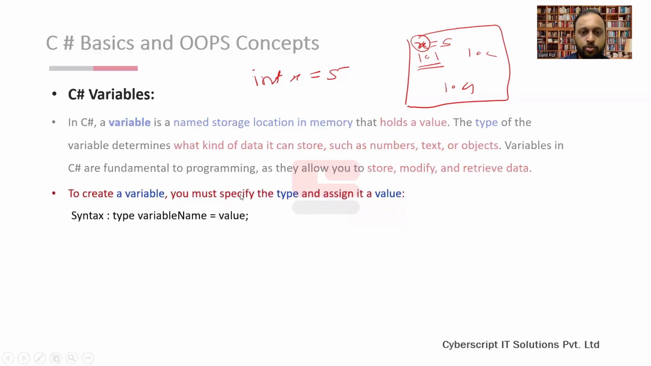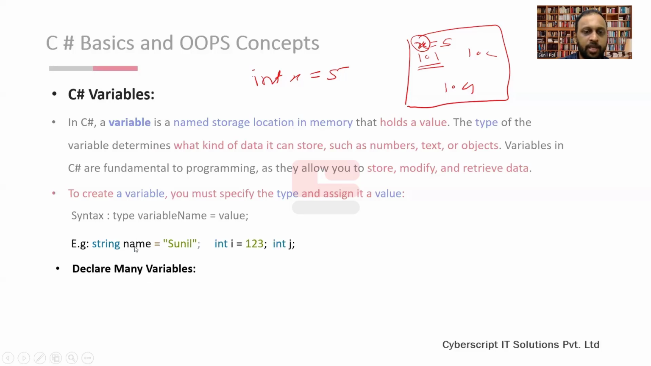To create a variable, you must specify the type and assign it a value. The type is identified according to its data, so what kind of data we are going to assign, like numbers, text, or objects, to that particular variable. Here string is a data type, name is a variable name, and Sunil is a value. So this is the syntax. First we define the type, then the variable name and the value which you want to assign to that variable name. Here int is a data type, i is a variable name, and 123 is a value.